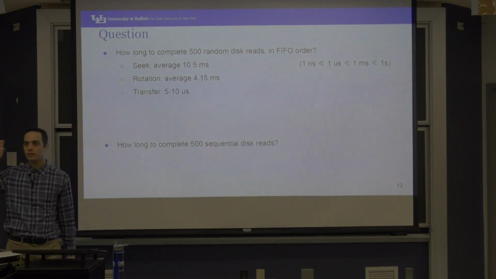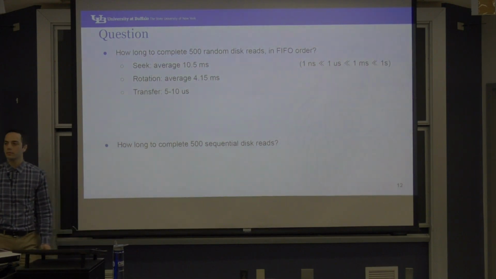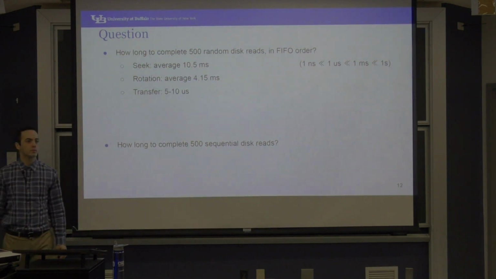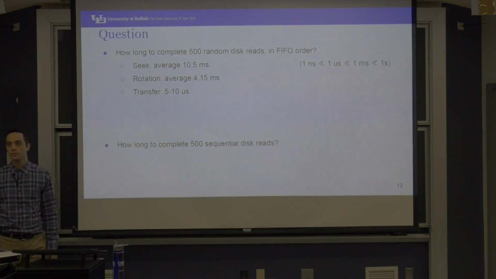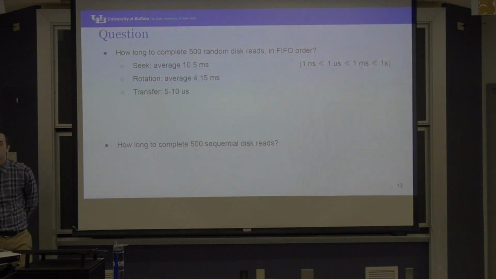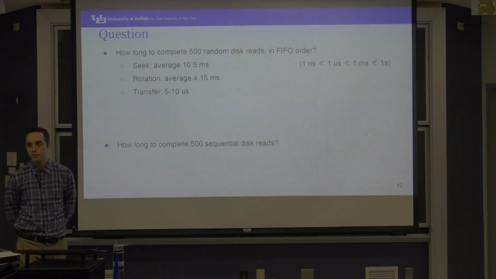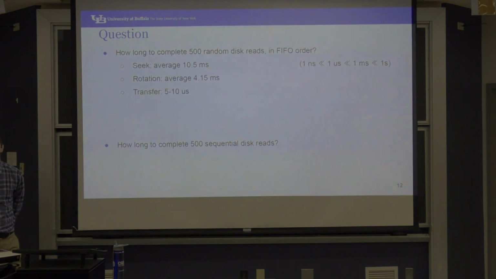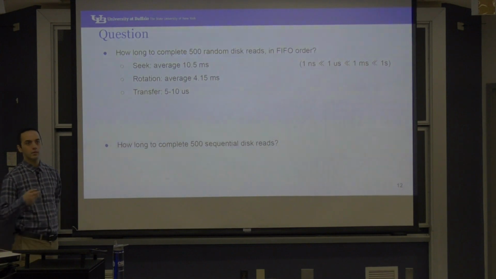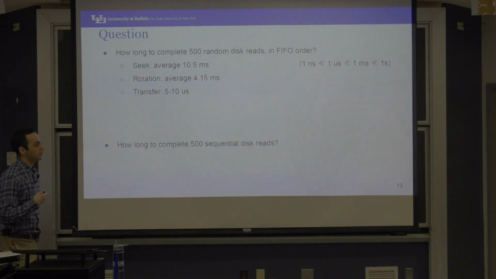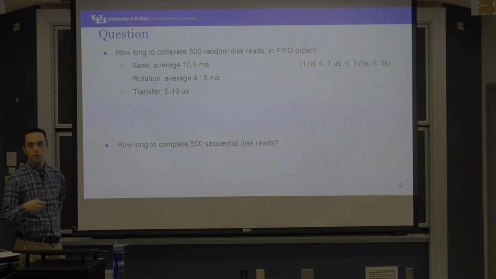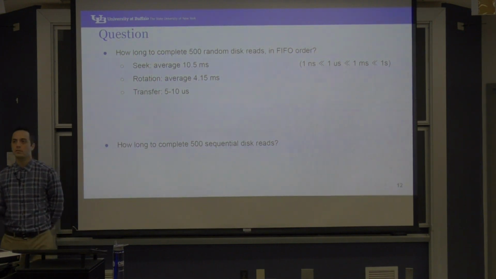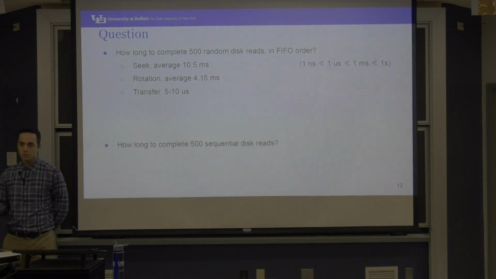Now, if you want to raise your hand, just go ahead. How to calculate this one? Go ahead. So, seek plus rotation plus transfer, times 500. Okay. So basically, we have a seek time, we have rotation latency, we have transfer time, all times 500.